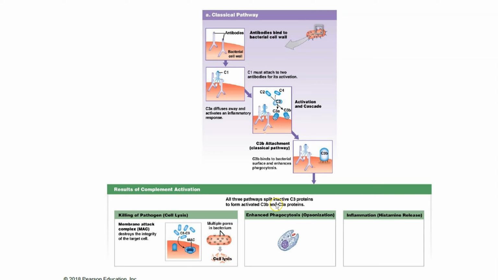All pathways split inactive C3 proteins to form activated C3b and C3a proteins. And all these proteins are doing is increasing the chance of the immune system to destroy these cells, either through phagocytosis or lysis, which is causing, there you go, those holes in the cell membrane, multiple pores in the bacterium. The cell is destroyed. Okay, so that's an example of that.